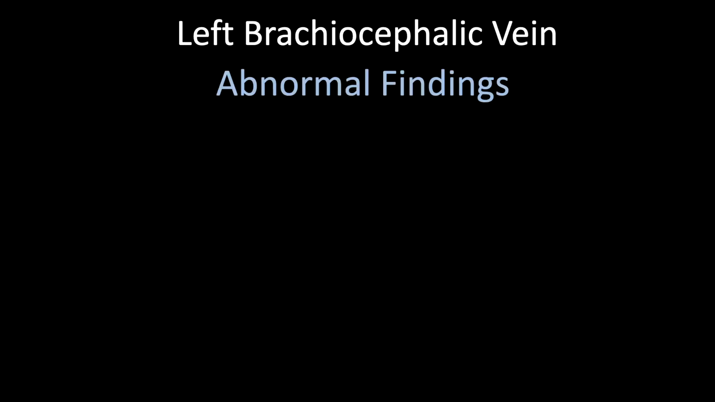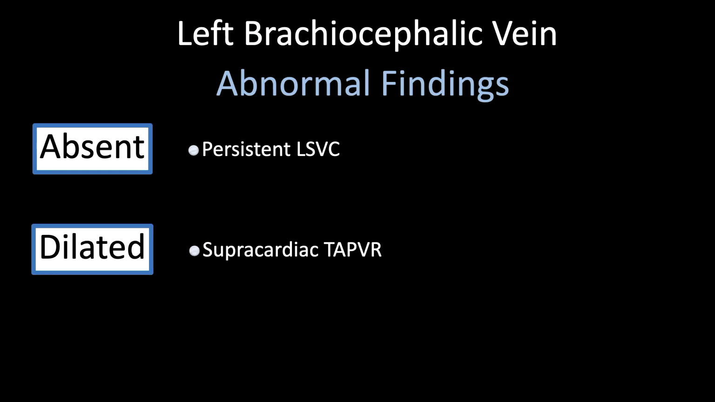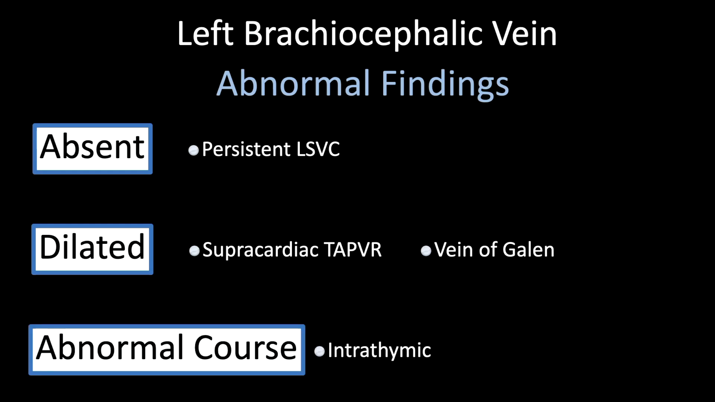So abnormal findings of the left brachiocephalic vein could be absent, persistent left superior vena cava. I think Michela had shown you that. It could be dilated. Here you can have either a supracardiac total anomalous venous return or a vein of Galen aneurysm or any AV malformation in the brain resulting in increased flow. Or you can have an abnormal course. It could be inside the thymus gland, it could be under the aorta, or it could be behind the trachea. These are certainly quite rare.